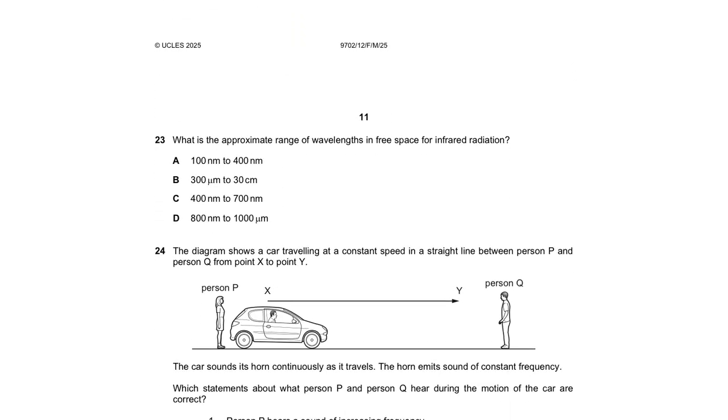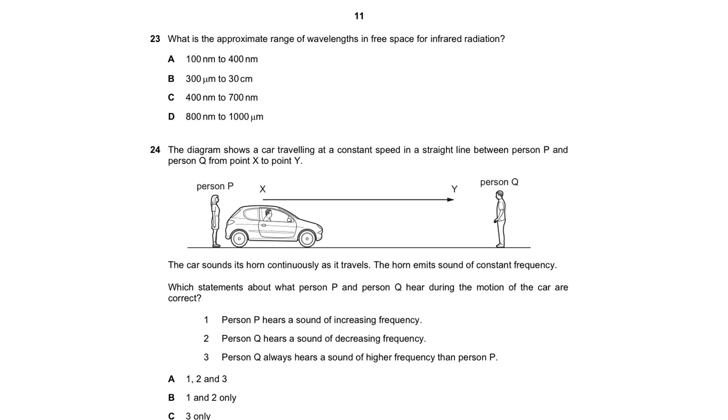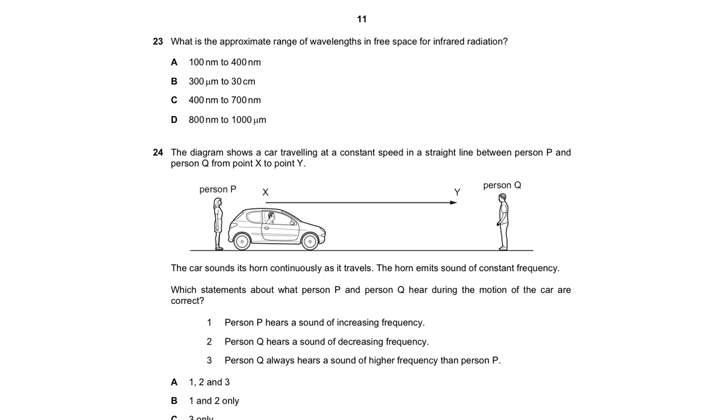Moving on to question number 23. Question 23 says, what is the approximate range of wavelength in free space for infrared radiation? So visible light is 400 nanometers to 700 nanometers. Infrared radiation is right next to visible light, and it has a higher wavelength and a lower frequency. That means the answer needs to be D, 800 nanometers to 1000 micrometers.